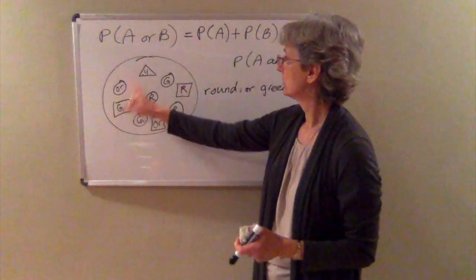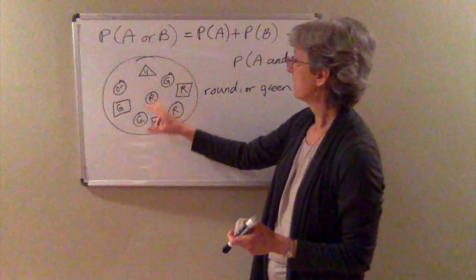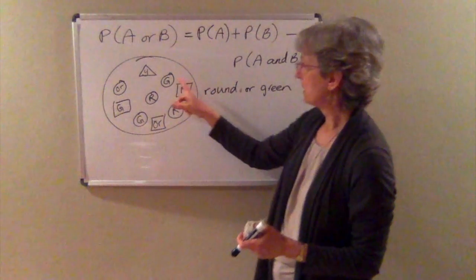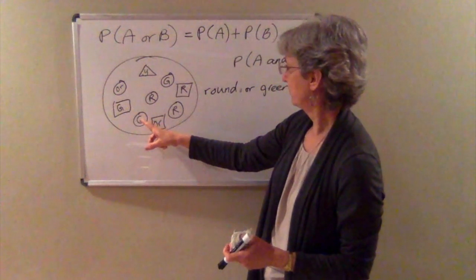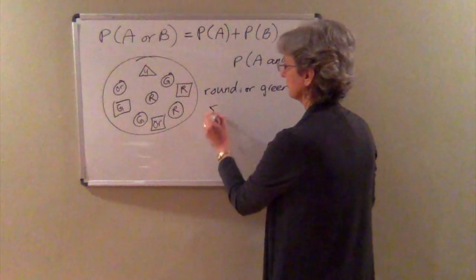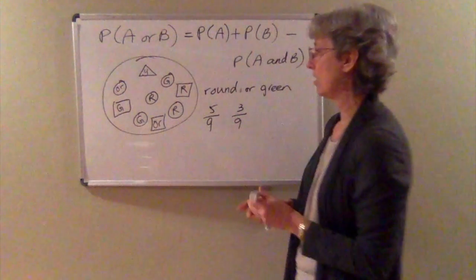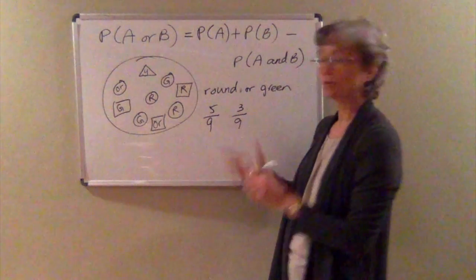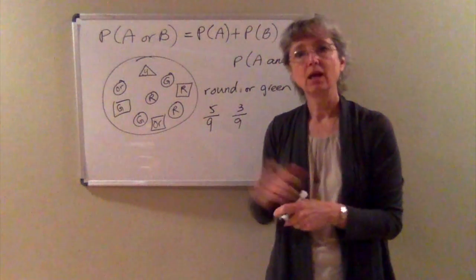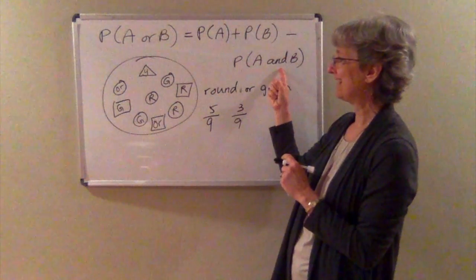So we have round shapes. Looks like we have, let me see, 1, 2, 3, 4, 5, 6, 7, 8, 9 shapes altogether. And it looks like we have 1, 2, 3, 4, 5 round shapes. And we have 1, 2, 3 green shapes, it looks like. So we have 5 out of 9 are round and 3 out of 9 are green. So if we just add those together, because they can be round or green, we would have 8 out of 9. But wait a minute, we have some that are both round and green, right?